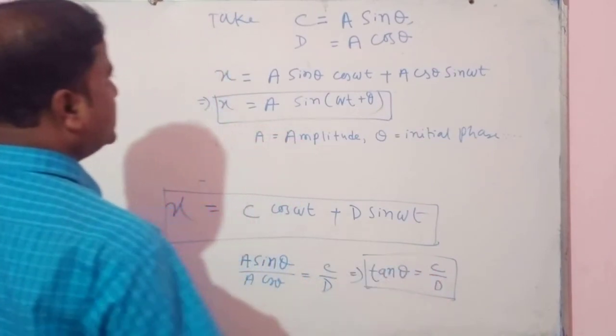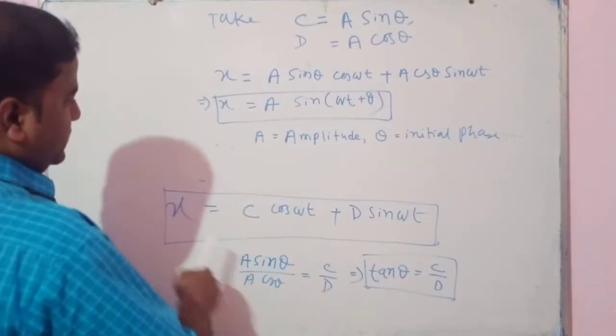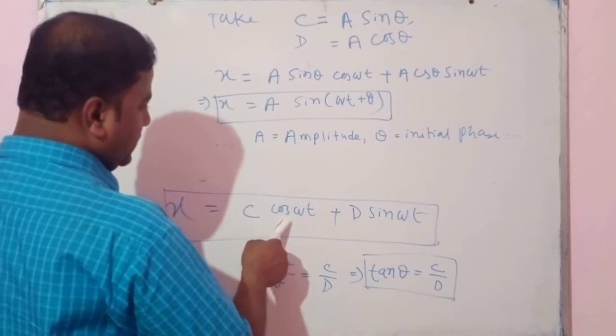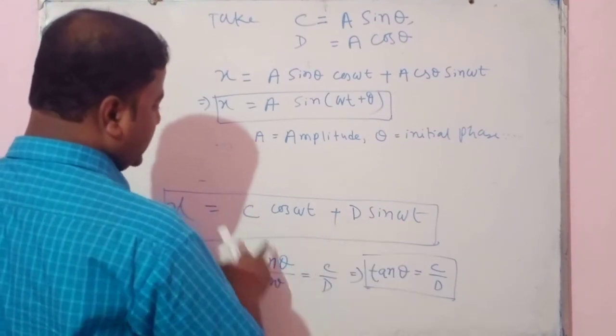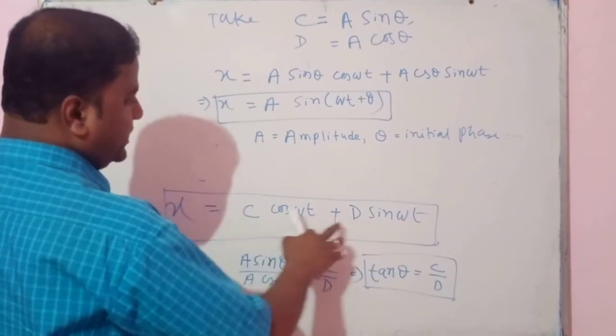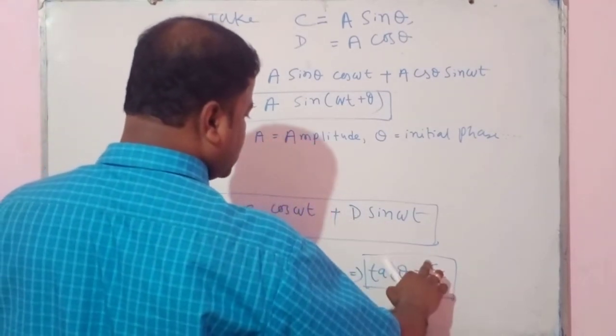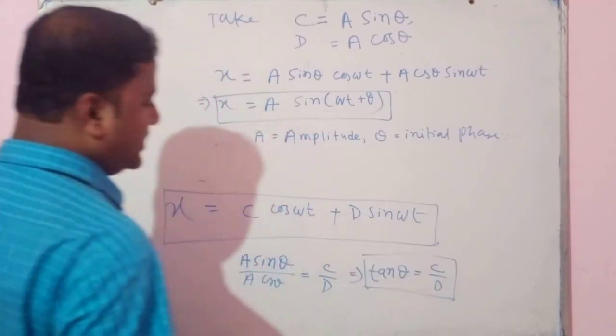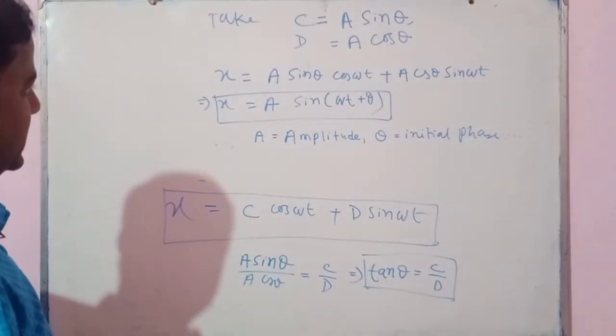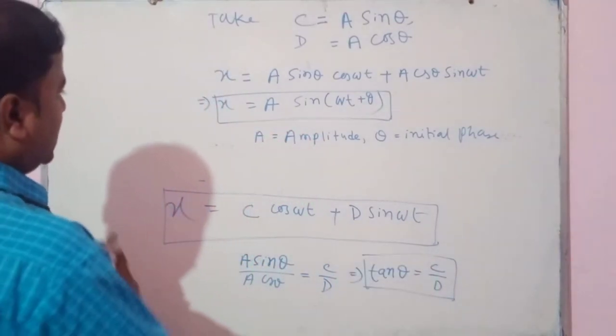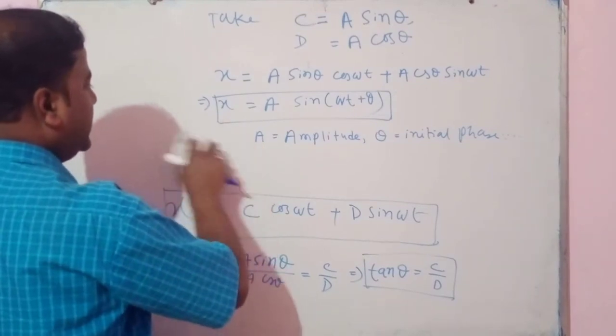What is c and what is d? We see here x equal to c cos omega t plus d sin omega t, and c is the coefficient of cos and d is the coefficient of sin. Therefore tan theta equal to coefficient of cos divided by coefficient of sin. This is theta. And also we find out the value of amplitude.